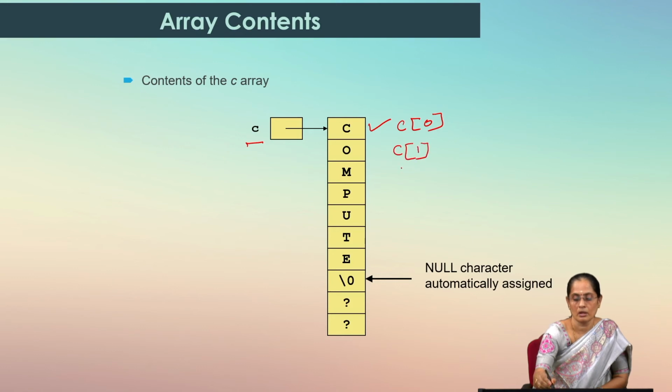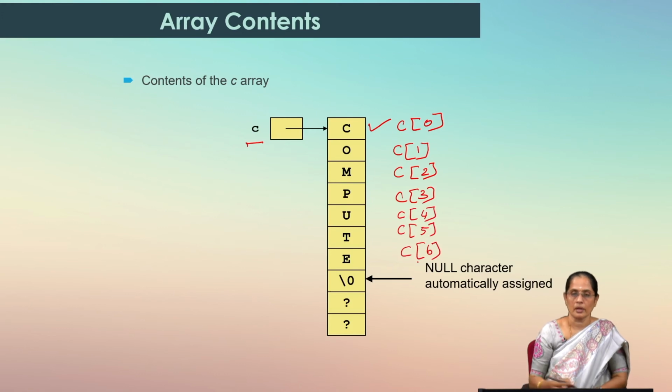Then it goes on incrementing the address by 1 and stores the value in C of 1, then C of 2, C of 3, C of 4. Right. So, up to C of 6 the values of the characters have been stored, and we can see that the last character is terminated with a null character, which is stored in the location C of 7.